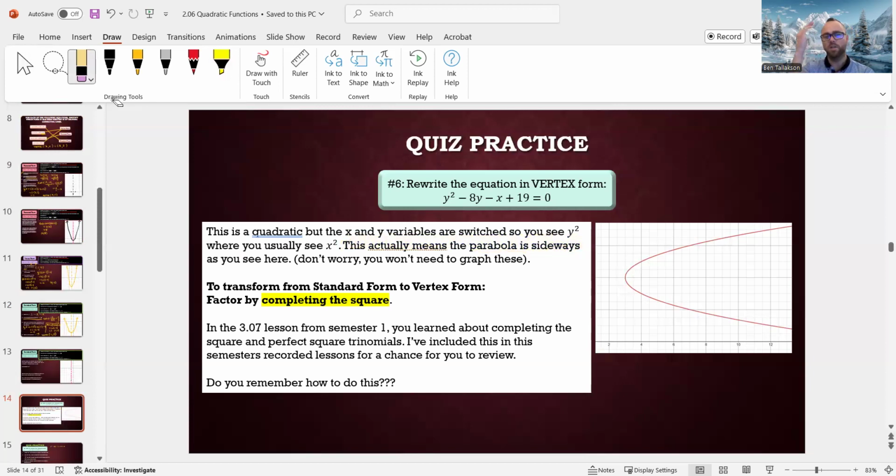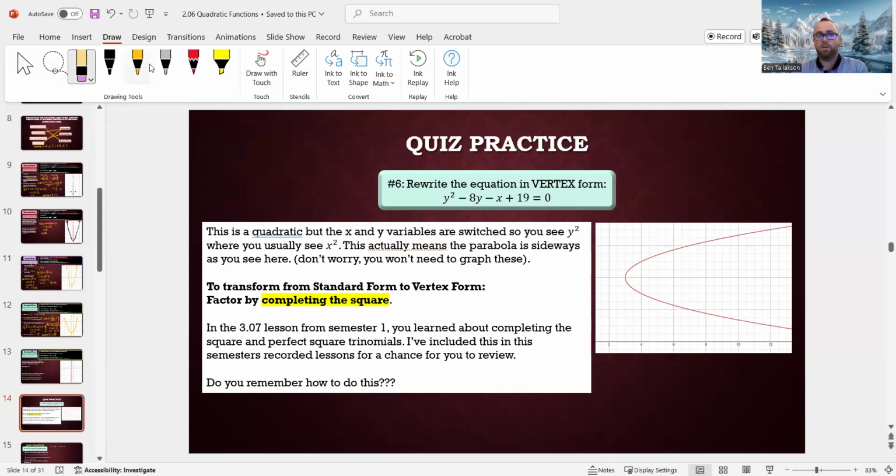So for the sake of this problem, we're just thinking in terms of, okay, the x's are the y's and the y's are the x's. Follow the same steps to complete the square. If you don't remember all the steps, you can, of course, watch this recording over and over, but I also have the 3.07 lesson from semester 1 in the recordings document if you'd like more practice with that, okay?